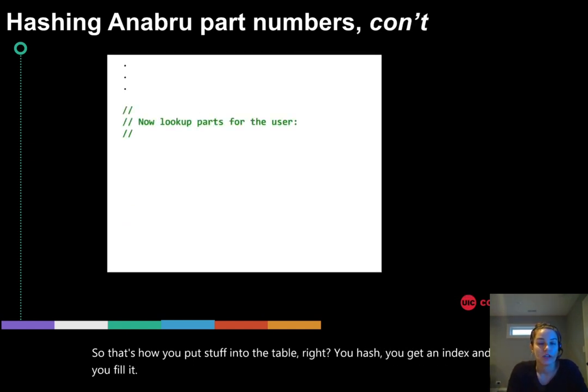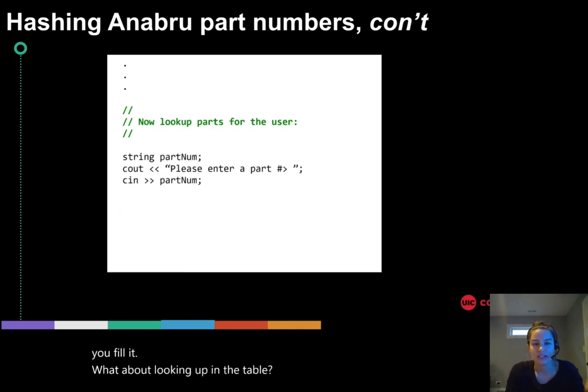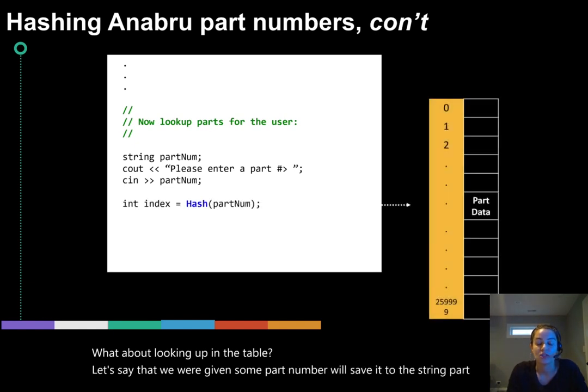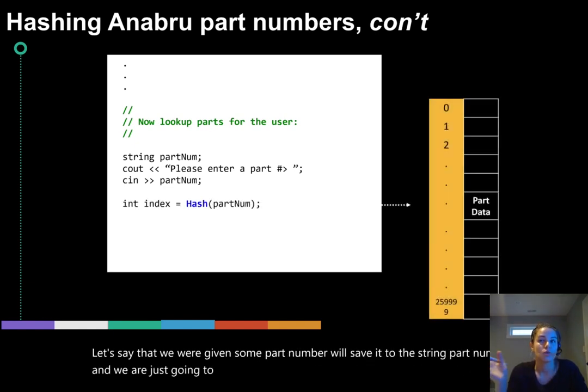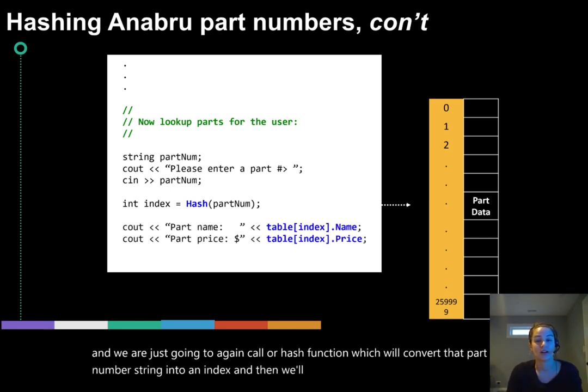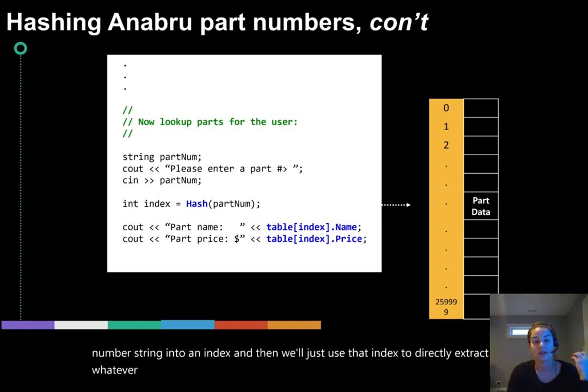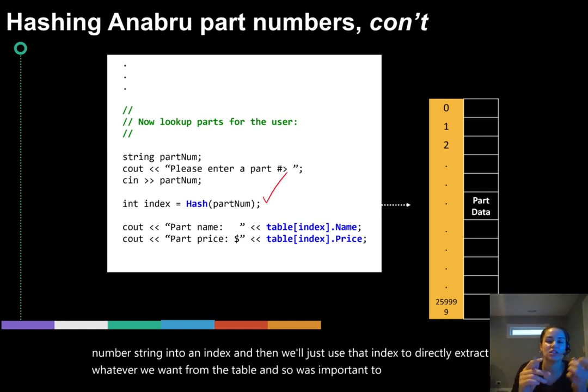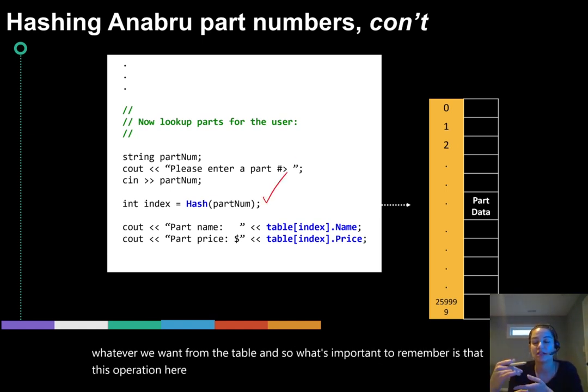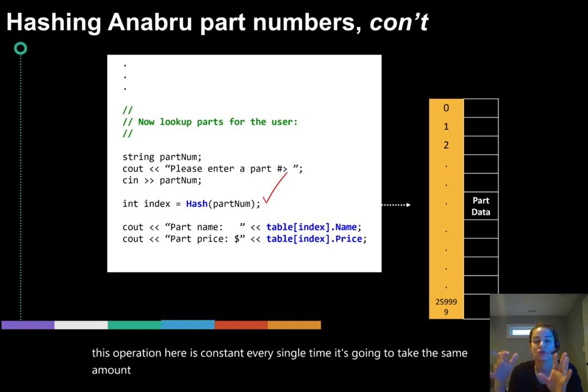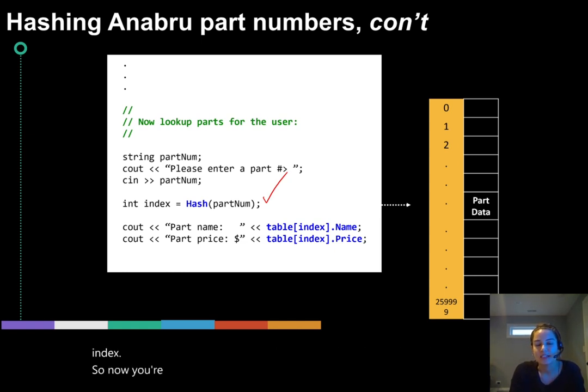What about looking up in the table? Well, let's say that we were given some part number. We'll save it to the string partnum, and we are again going to call our hash function, which will convert that part number string into an index, and then we'll use that index to directly extract whatever we want from the table. What's important to remember is that this operation is constant. Every single time it's going to take the same amount of calculations to convert the string, or whatever the key is, into an index.